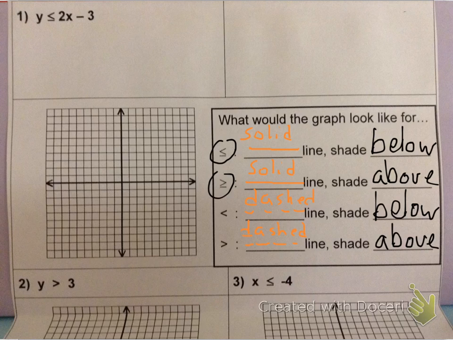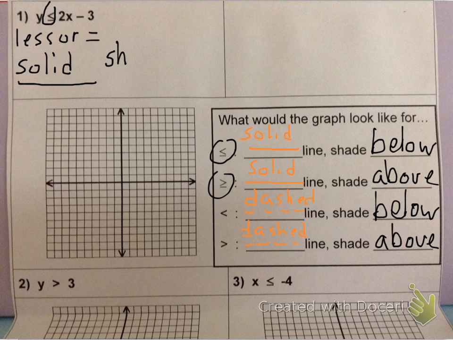So for example 1, you're going to look at the inequality, which is less than or equal to. So since it has the equal to bar, that would be a solid line. And since it's less than, you're going to shade below.